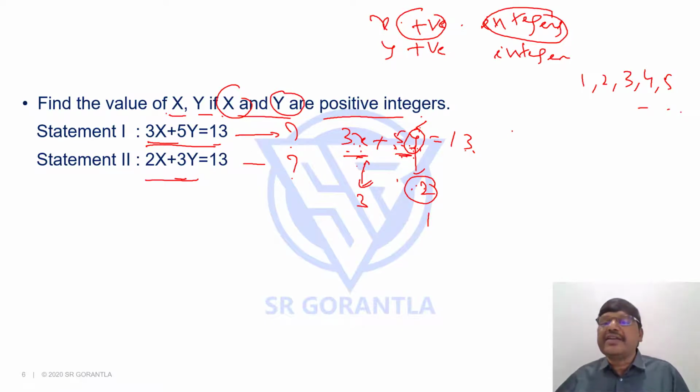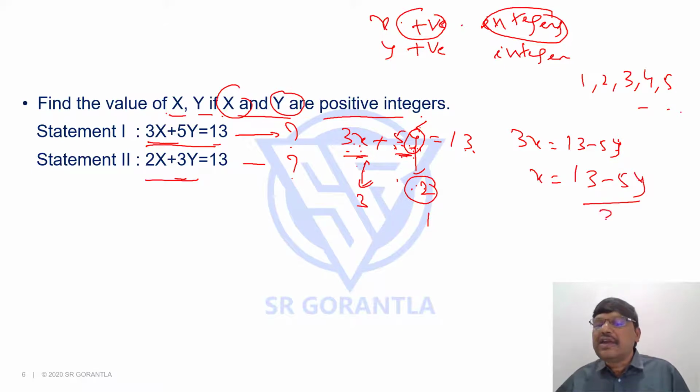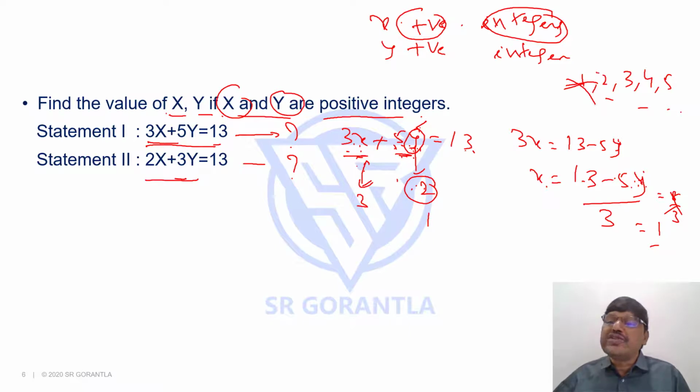If you want me to write in detail, I'll write 3x is equal to 13 minus 5y. x is equal to (13 minus 5y) by 3. Students, x should be a positive integer. If y is 1, 5 times 1 is 5, 13 minus 5 is 8, 8 by 3. Is 8 by 3 an integer? No. So that's why y cannot be 1. Can y be 2? I ask myself. 5 times 2 is 10, 13 minus 10 is 3, 3 by 3 is 1. Yes, it can be. So y is 2 is acceptable.